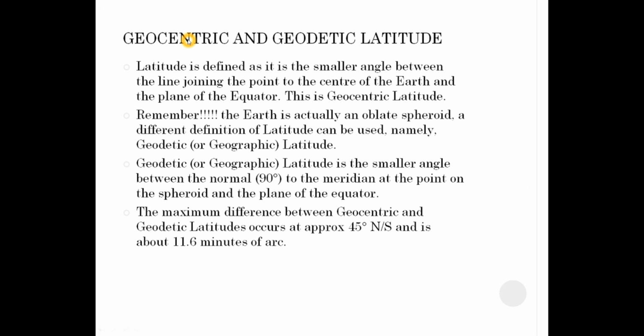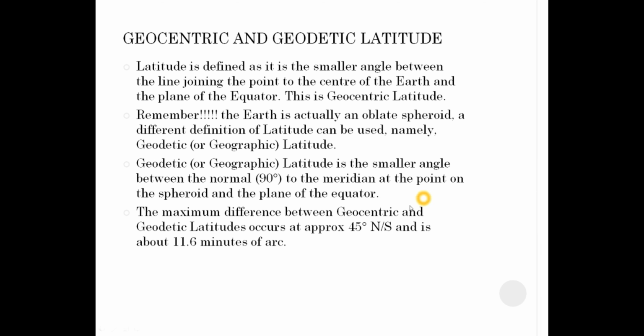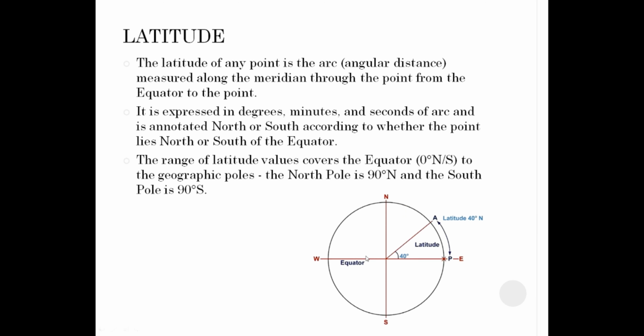Now geocentric and geodetic latitude. Latitude is defined as the smaller angle between the line joining the point to the center of the earth and the plane of the equator. This is a geocentric latitude. So this is defined as geocentric latitude. Why? Because it is taken from the center of the earth.